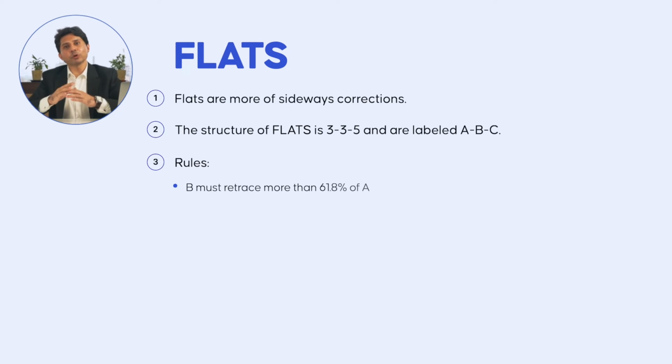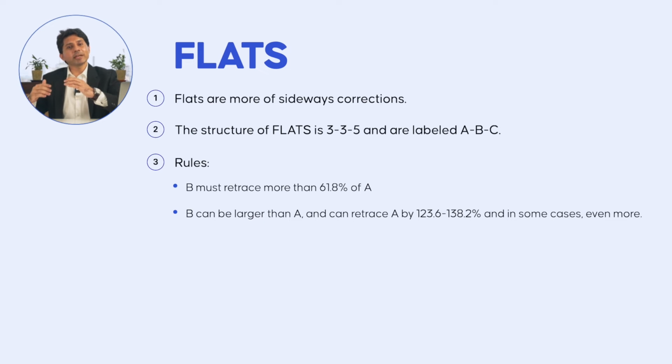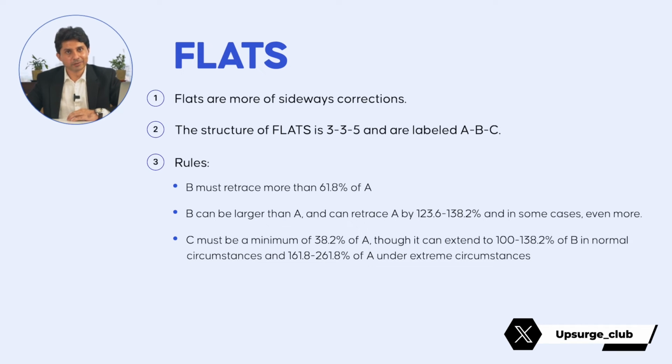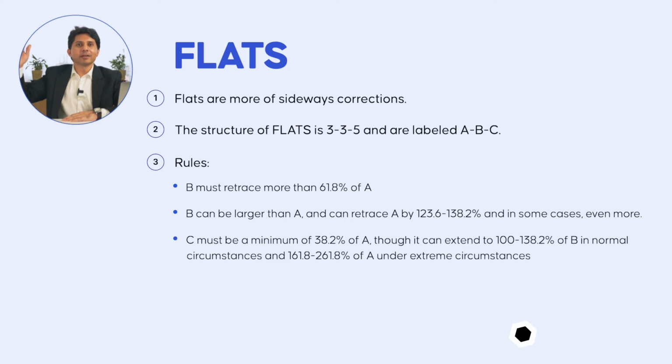B must retrace more than 61.8. That is the one major segregation between a zigzag and a flat. But B is not easy. B can even be larger than A and can retrace A by 123.6 to 138.2 of A, and in some cases even more. C must be a minimum of 38.2 of A, though it can go beyond, 100 to 138.2 of B in normal circumstances, and even 161.8 to 261.8 of A under extreme circumstances.